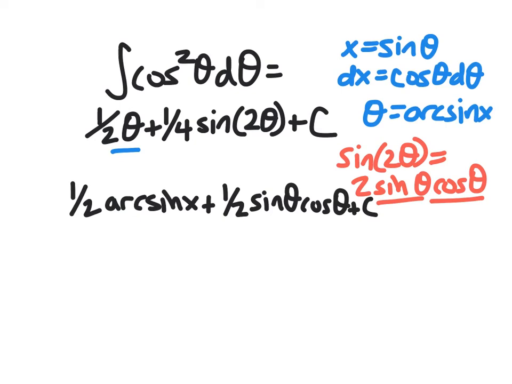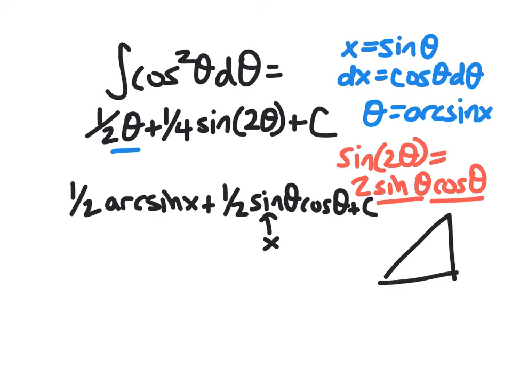Well, sine of theta is just x, right? This guy's x. But what's cosine theta? We don't have that. So, I mean, we have it in terms of dx, but we don't want a dx showing up after we've taken an integral. So you may remember way back when we were solving for derivatives of inverse trig functions that we used triangles. Well, we're going to do the same thing here.